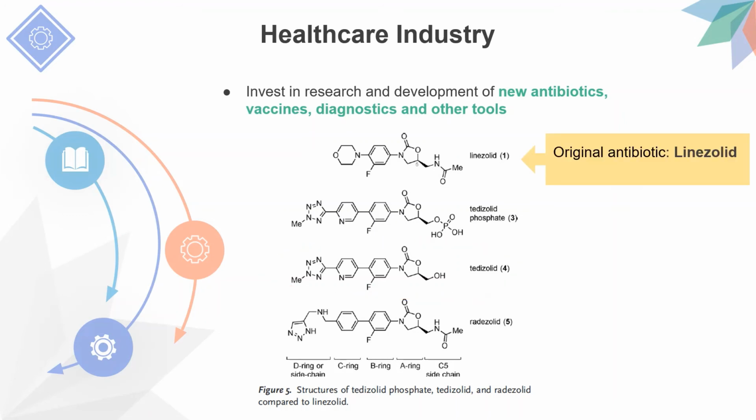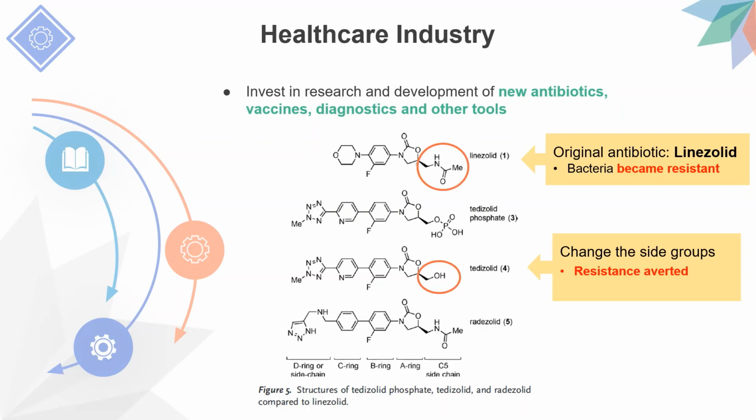Tedazolid is actually a structurally modified version of an original antibiotic called linezolid. It is an antibiotic used to treat gram-positive infections. But bacteria have developed the mechanism to circumvent linezolid. So, the pharmaceutical company which owns linezolid invested in R&D, and they developed tedazolid by changing the linezolid molecule's side groups. Here, we can see a substitution.